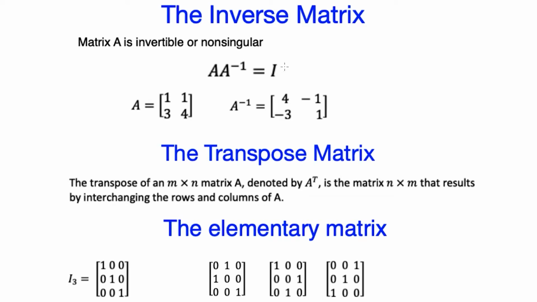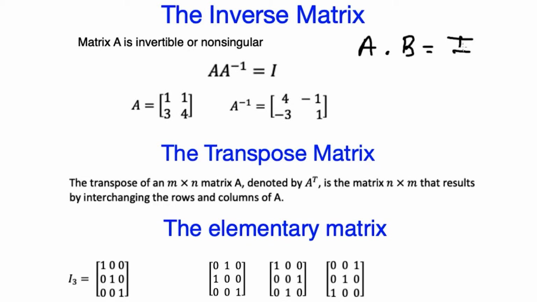Hello everyone, in this lecture we'll talk about the inverse matrix, transpose matrix, and the elementary matrix. So let's start with the inverse matrix. If we have a matrix A, we say that another matrix B is the inverse of the matrix A if the multiplication of A by B gives the identity matrix.